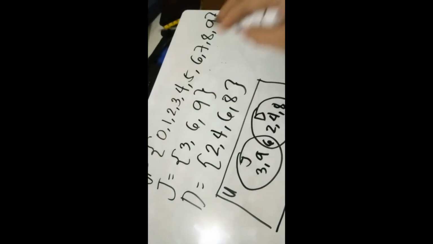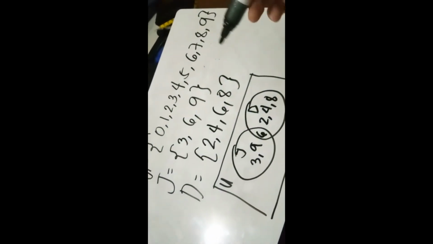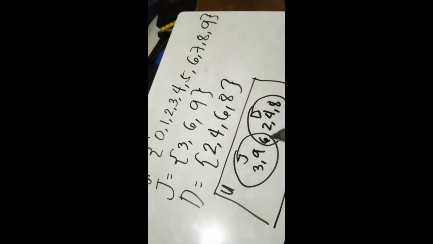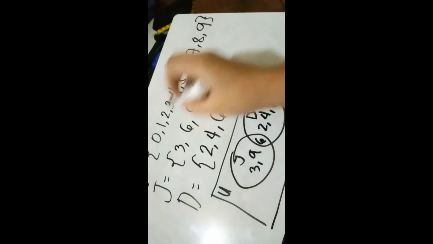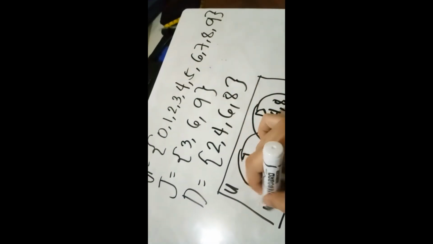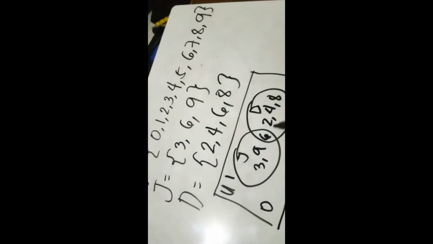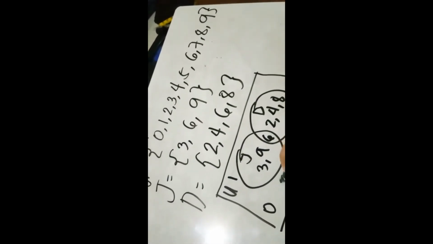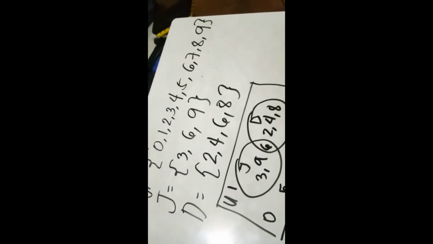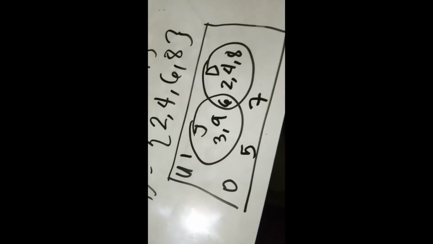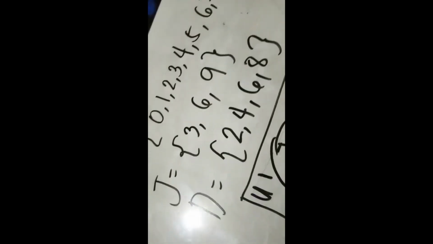You always compare it to your universal set. So what are the elements, except 2, 4, 8, 6, 3, 9, that are found in your universal set? We have 0 anywhere outside. We have 1, 2 is here, 3, 4, number 5, 6, 7, 8, 9. So there, this is the Venn diagram of your problem on your 7th slide.